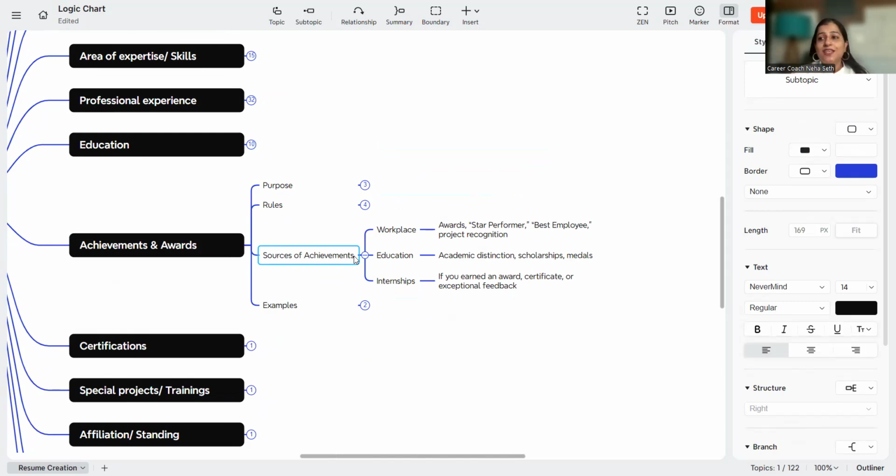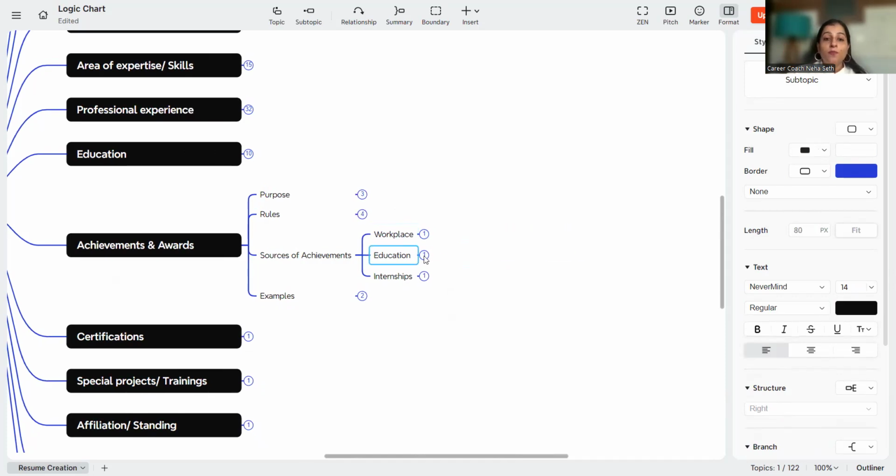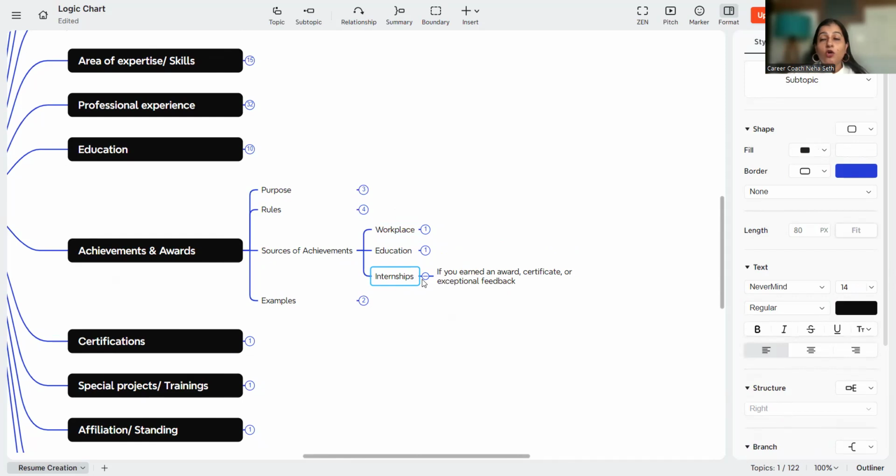Or maybe you can just see what kind of awards you have got, best employee award, or anything which is star performer award or project recognition award. All those awards at workplace matter. So think of all the awards, star performer, and even if you are in IT, then some project recognition is also an award. And education awards like academic distinction, scholarship, medals also matter here. And during your internship, if you have earned any award, any certificate, or any exceptional feedback from a client or from a company or from your boss, even in the email, then you have to mention it very strategically in this section.